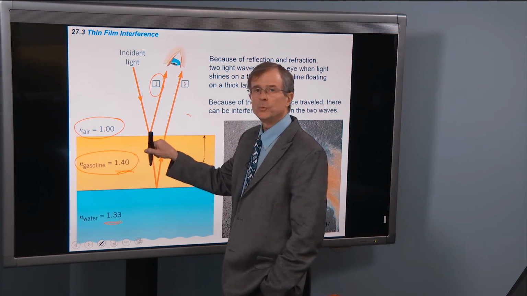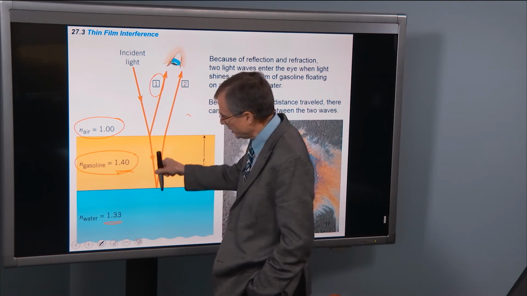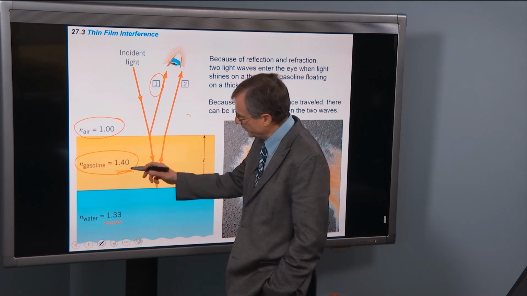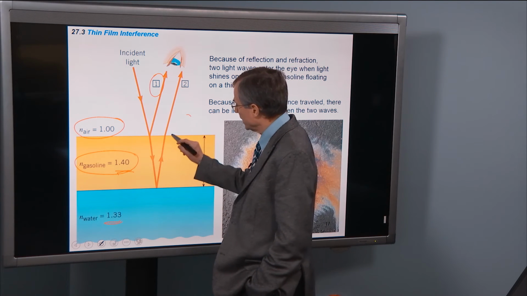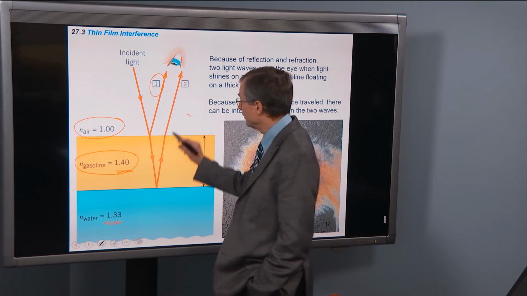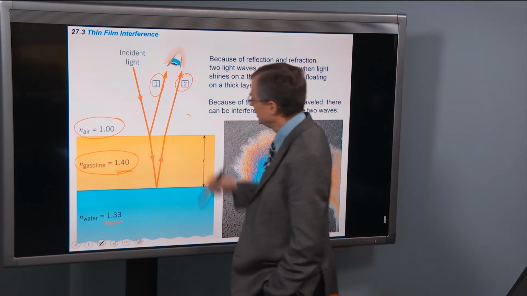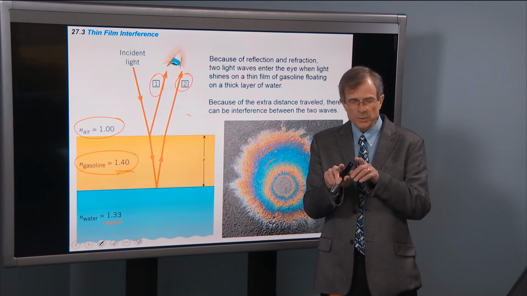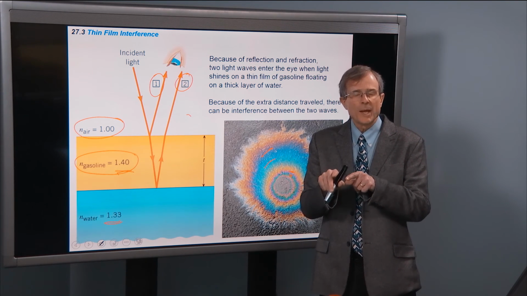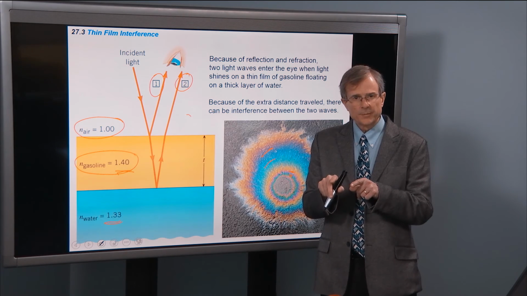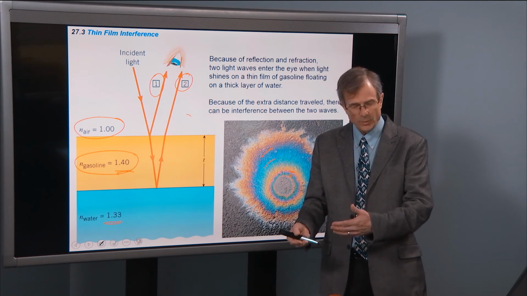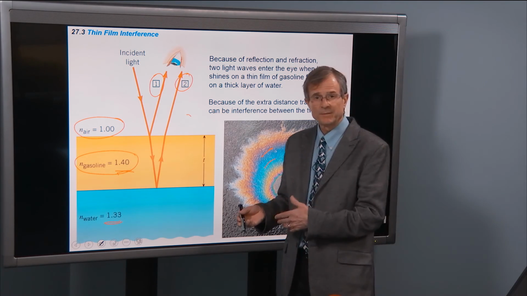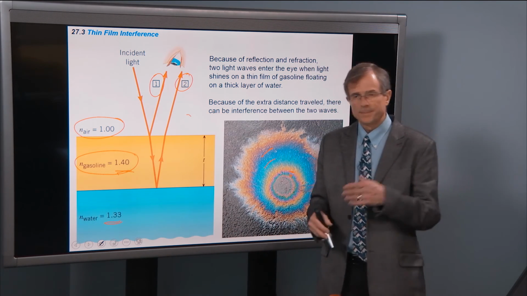And then you also get a refracted ray that goes down through the layer of gasoline, then reflects back off of the gasoline-water interface, comes through the gasoline-air interface and into your eye. So you've got two rays coming into your eye. Well, just like in double-slit interference, those two rays can interfere with each other. And if the path length difference is an integer multiple of the wavelength, you get constructive interference, etc.